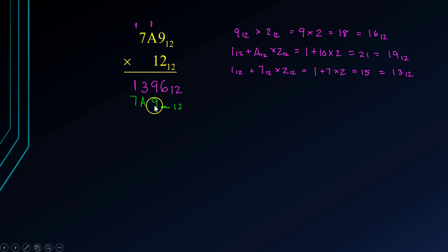The second row is pretty easy because all I'm going to do is multiply these by 1. And it works the same way no matter what base you're in. So I'm just going to go do my addition now.